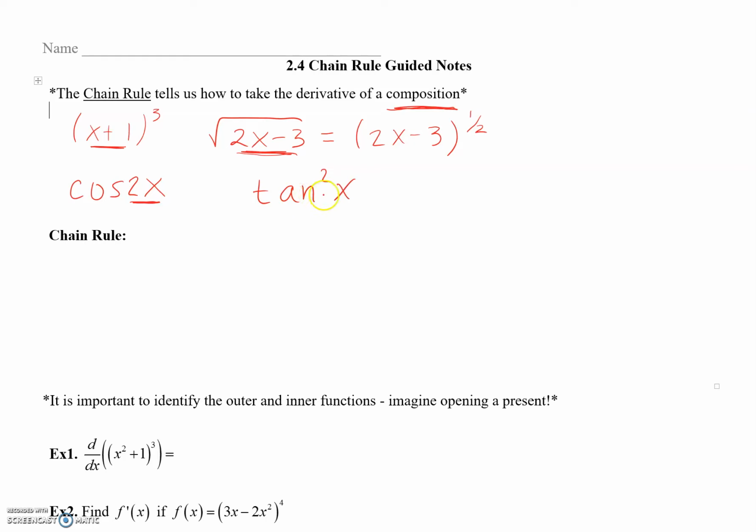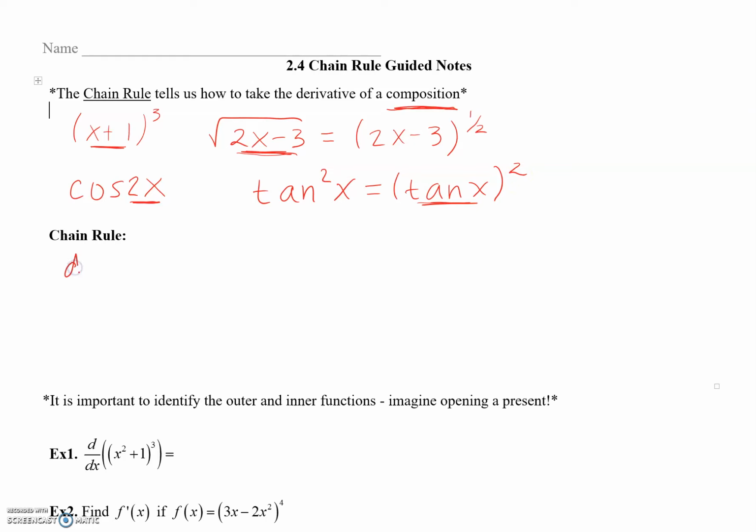If we see trigonometric functions being raised to a power, I'm going to encourage us to rewrite it before we take our derivative, as the trigonometric function all raised to the power. These expressions are the same, but this helps us identify that the inner function is tangent and the outer function is the squared. All right, so let's go ahead and write down what the chain rule is.